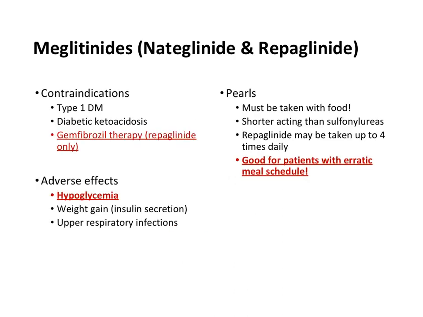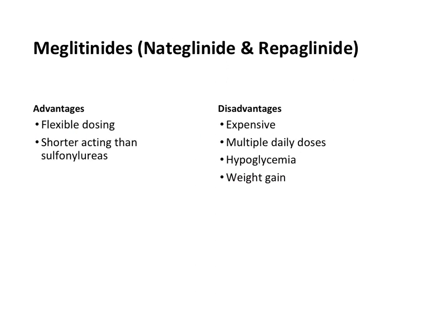Similar to the sulfonylureas, these have similar adverse effects. The hypoglycemia is definitely the most troublesome. There is some weight gain associated with these medications because it is forcing the body to release insulin. Patients who were on these medications also had a higher incidence of upper respiratory infections. And because of the way they work, they must be taken with food. They're short-acting, and so they have to be taken with food in order to reduce the blood sugar associated with that meal. Both of these drugs offer flexible dosing, so the patient can take it whenever the meal occurs.